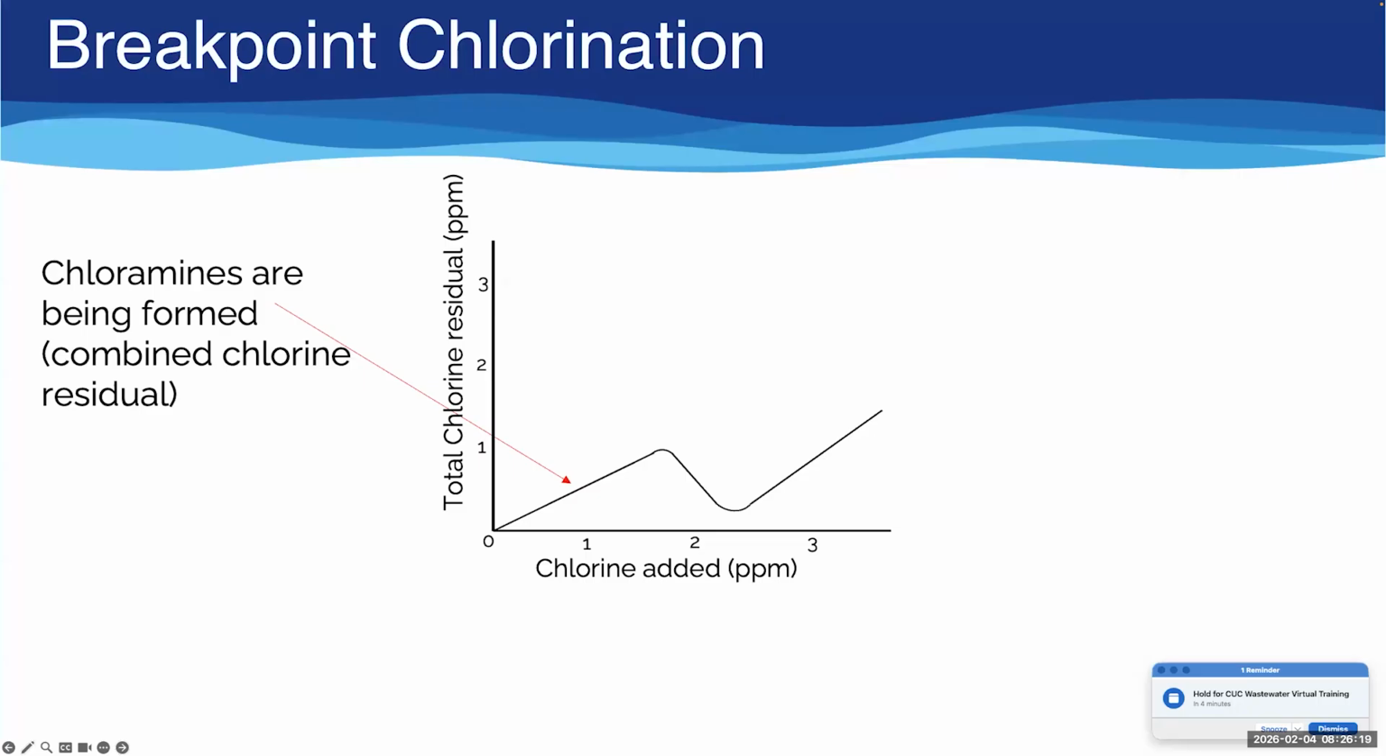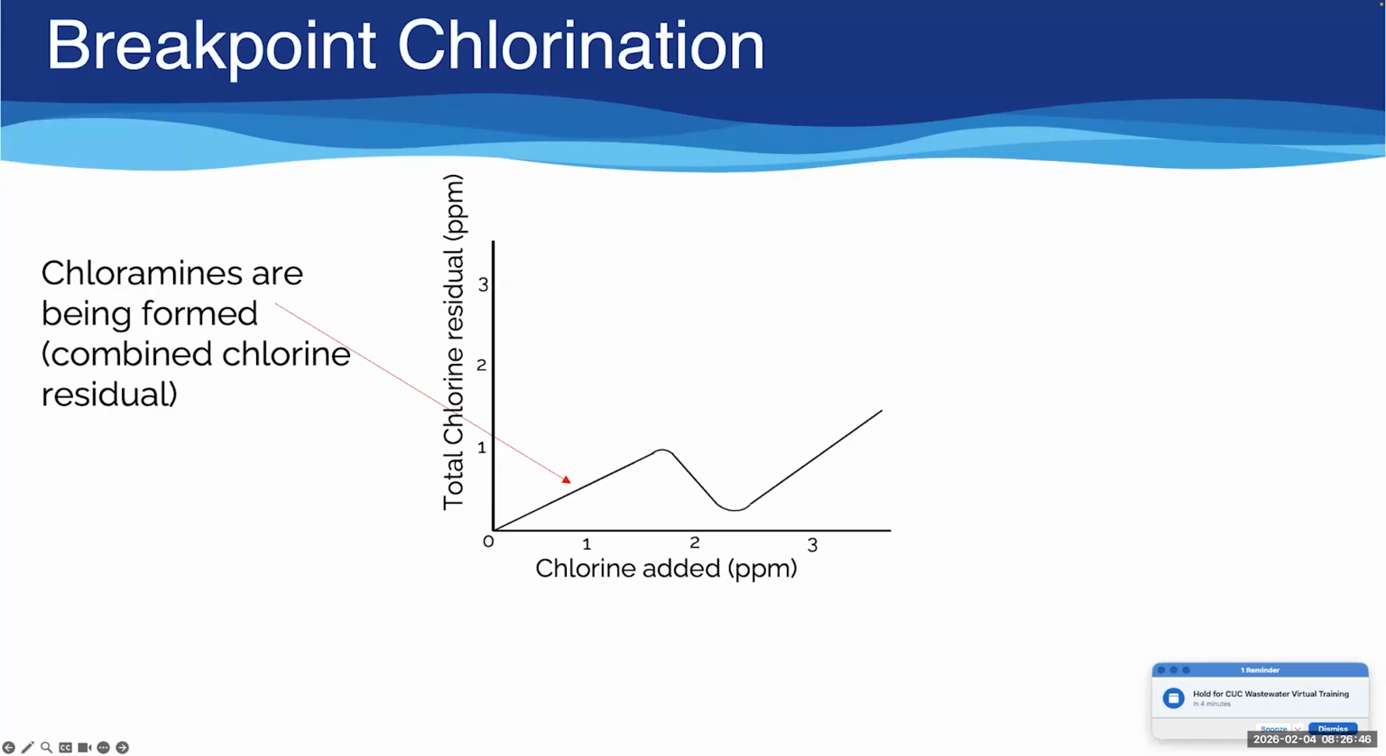chloramines are being formed. So you're getting that combined chlorine residual, creating those chloramines. And you'll notice it's not in a 1-to-1 ratio, right? It's not a 45-degree angle. It's a slow slope. So if you look over here where the arrow is pointing, we've got about 1 part per million in chlorine, but we have less than 1 part per million chloramines. So the slope's a little flat.